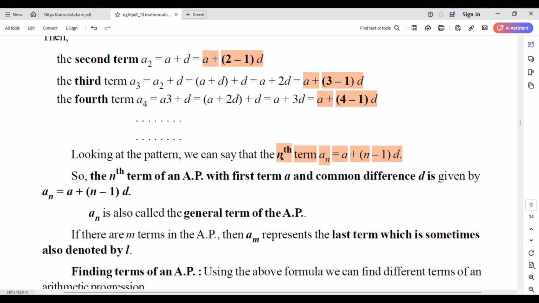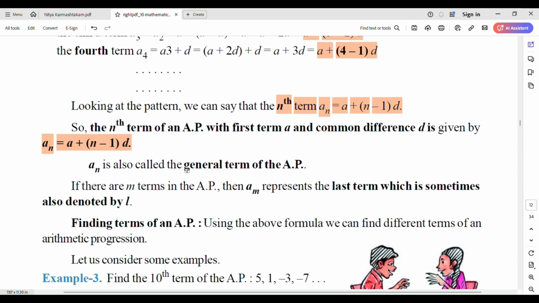Now if I substitute n with any number, I can get the value of that, right? I know the initial value, I know the common difference. So for any number, the 100th term is basically a plus 100 minus 1, that is 99d, right? So the nth term of the AP with first term a and common difference d is given by this equation, a of n equal to a plus n minus 1 into d, okay? This is also called the general term of the AP, because n you can replace with 1 also, right? For n equal to 1, a1 equal to a, basically 1 minus 1 is 0, it is equal to a. So this is the general term of the arithmetic progression, okay?